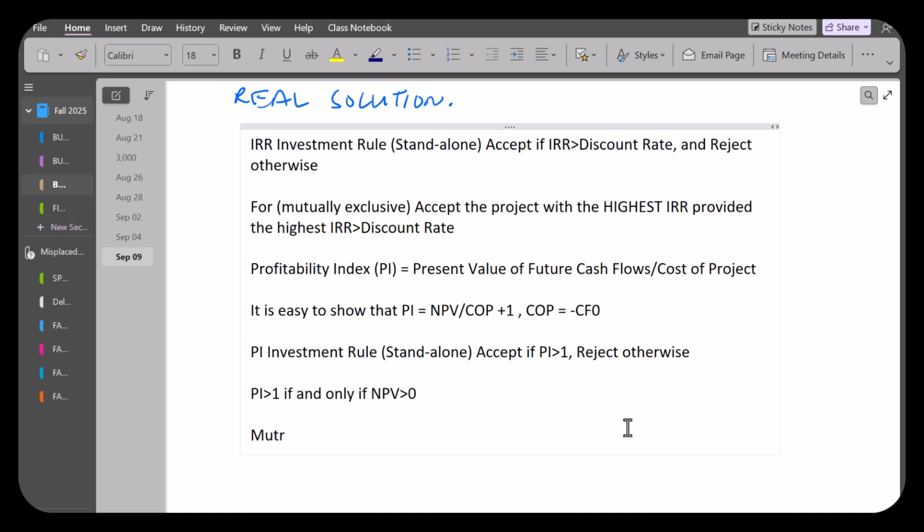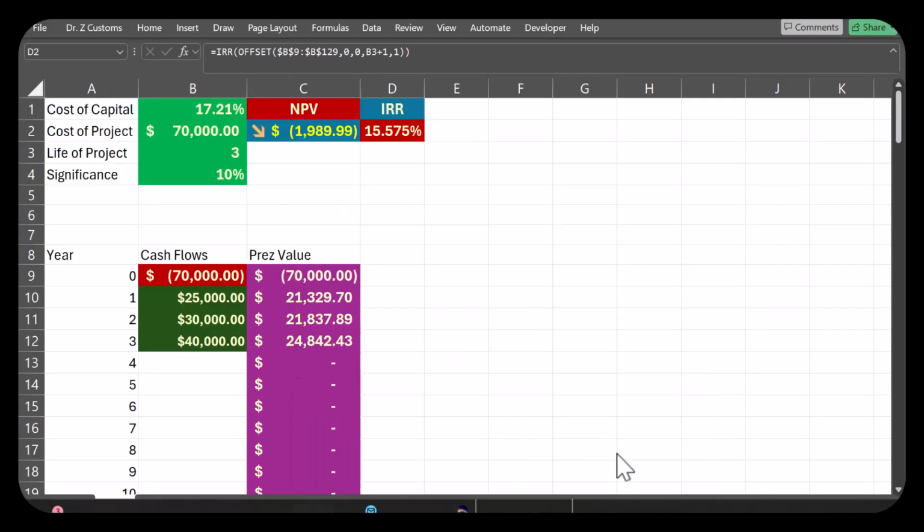For mutually exclusive projects, accept the project with the highest PI, provided the highest PI is greater than 1. I probably don't even have to tell you, for mutually exclusive projects PI has the same drawback as the IRR. It doesn't know anything about the scale of the problem. It's a per dollar measure. So if scales are completely different, PI and NPV may give conflicting decisions. And if and when that happens, you always go with the NPV. And we can easily calculate it since we already know the NPV.